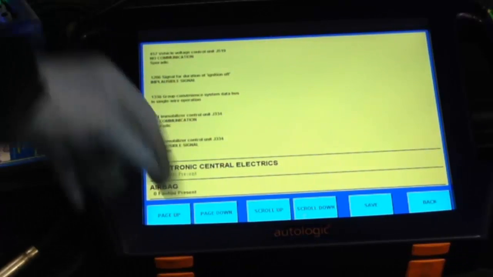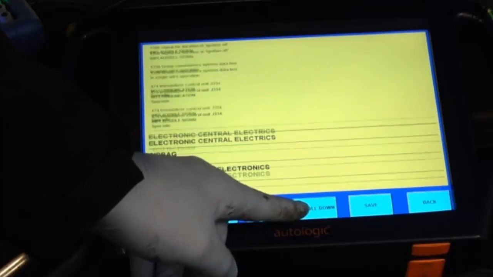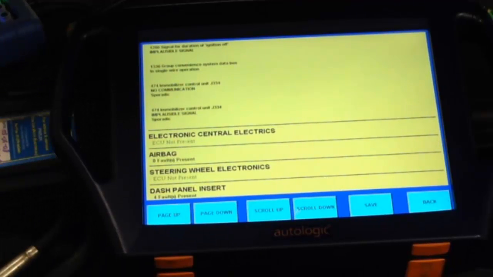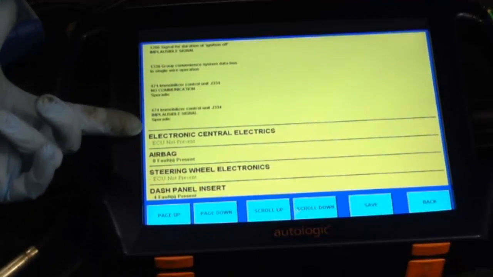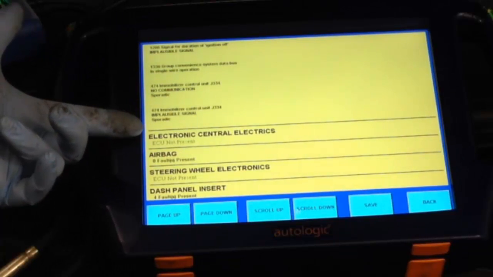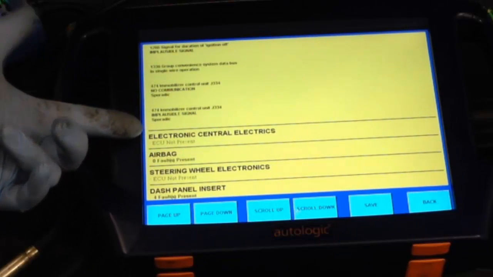Immobilizer control unit implausible signal. Okay, we'll bank that one, we won't get too excited. One other very interesting thing from the data: it didn't appear on our fault code list on the first page because it wasn't present.